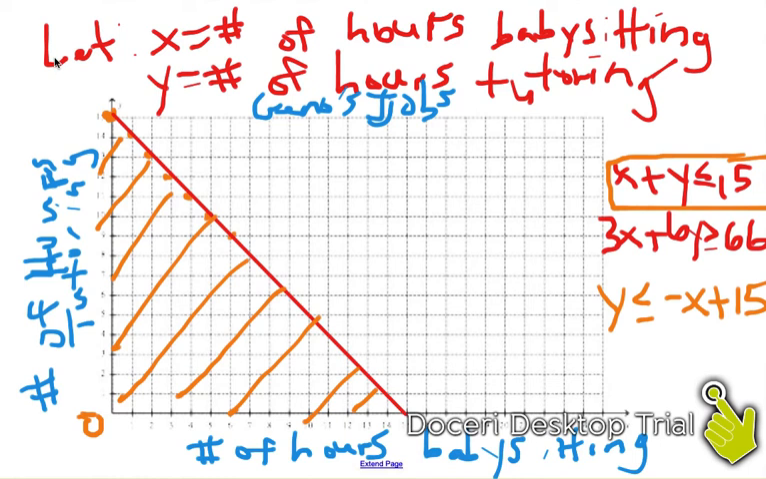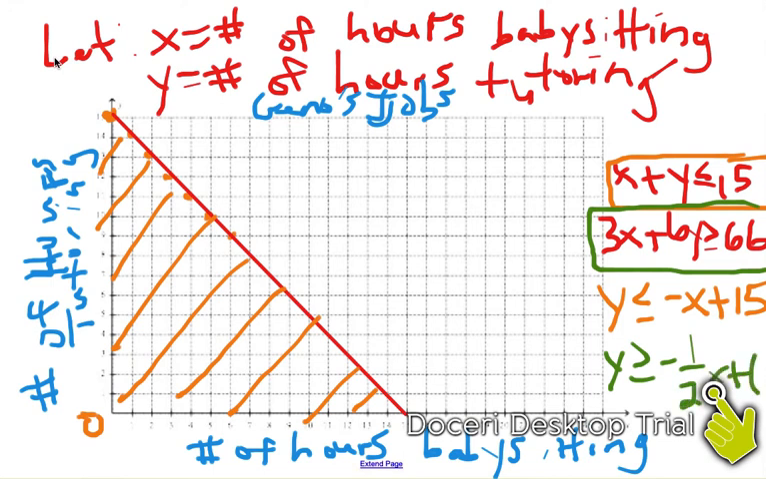Now I have to create the graph for the second part, which is 3x plus 6y is less than or equal to, or I'm sorry, greater than or equal to 66. I have to do the same thing I did with the last one, which is to solve for y. And if I do that, I'm going to y is greater than or equal to, and nothing's going to change there, but it's going to be negative 1/2 x plus 11 if you've solved it correctly.